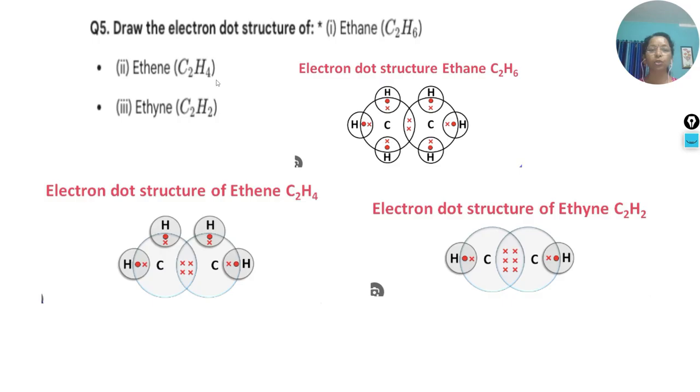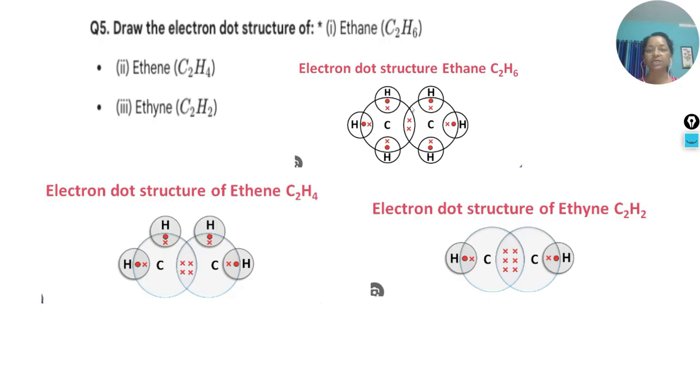Next question: draw the electron dot structure of ethane, ethene and ethyne. When you are asked to draw the electron dot structure of a compound, what you have to do first is draw the bond line structure, and make sure that there are 4 bonds around the carbon. Once you get the bond line structure clearly, or it is correct, you can go for the electron dot structure. For every bond there should be a pair of electrons, like this.